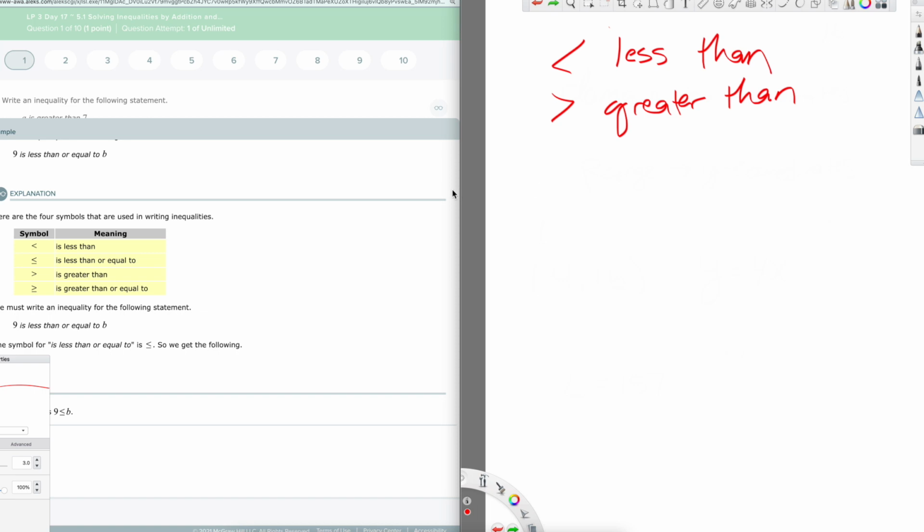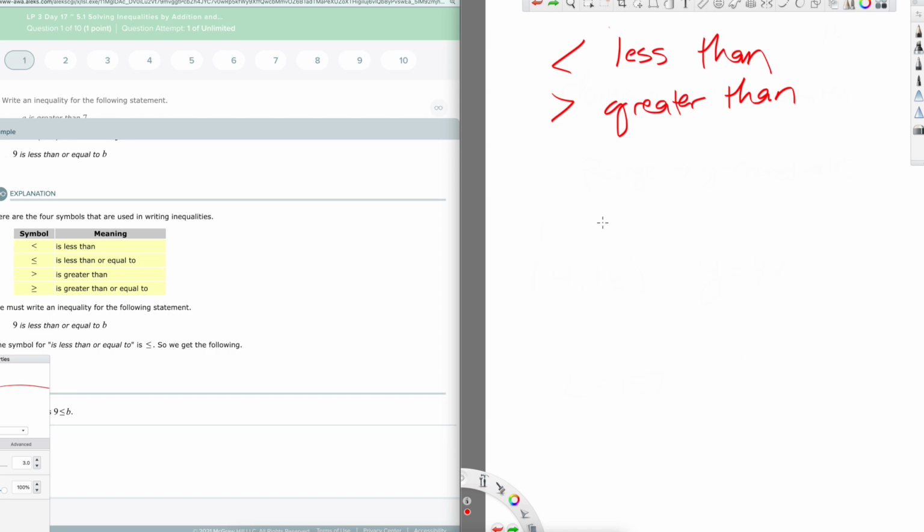So like this one, it says 9 is less than or equal to. Okay, I hear the equal to, so that means I need to make sure I use the less than symbol with the line under it. So that my variable can be equal to 9, but it can be anything less than 9 also. So that's all that means.